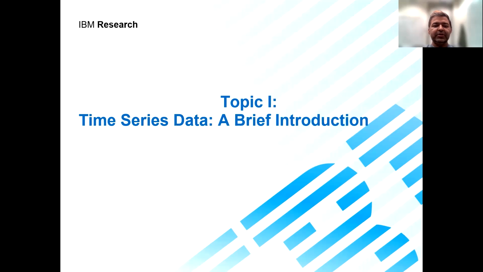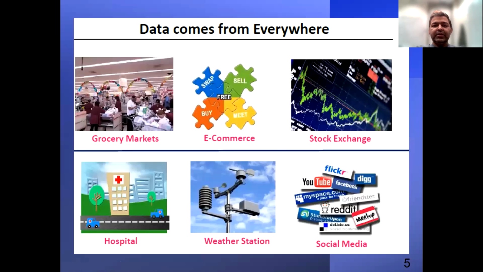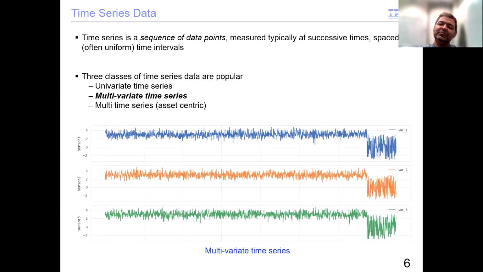In topic 1, we give a brief introduction about time series data. Data come from everywhere. Data is being collected from grocery markets, e-commerce, stock exchanges, hospitals, weather stations, and social media. In many of these different industrial segments, we have seen that the data are mostly of time series modality. So a time series is a sequence of data points that are measured typically at successive times and often spaced at a uniform time interval.